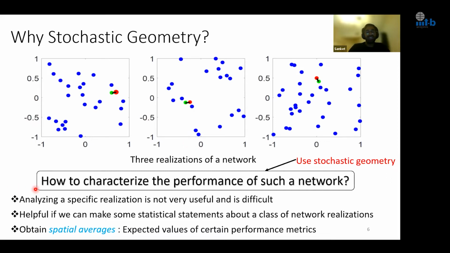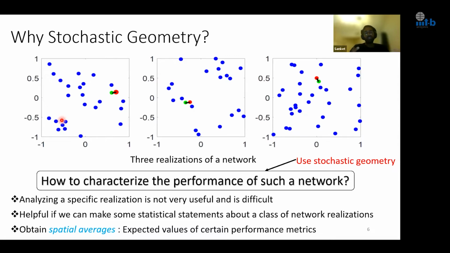And now, how do we characterize the performance of such a network? It is essentially because the nodes might move randomly or the locations are usually unknown. So it is helpful if we can make some statistical statements about this class of network realizations, or the ensemble of network realizations. Once we do this statistical analysis, we can obtain the spatial averages, meaning the averages over the nodes spread across the space. That gives us the expected values or the average values of certain performance metrics. And that is where stochastic geometry comes into the picture when it comes to the analysis of this network.